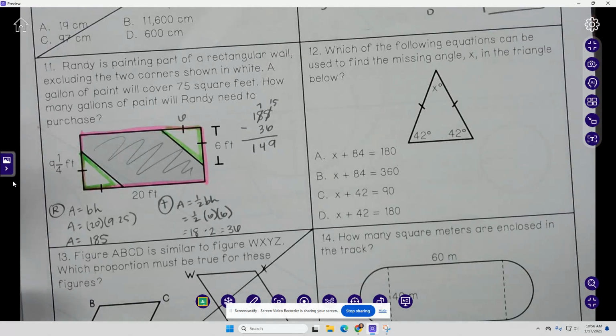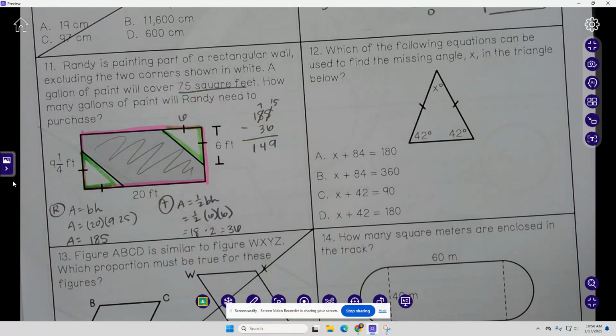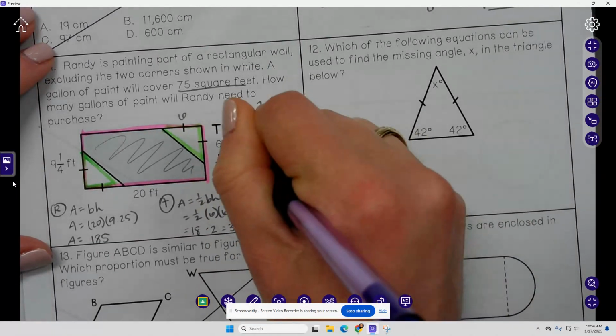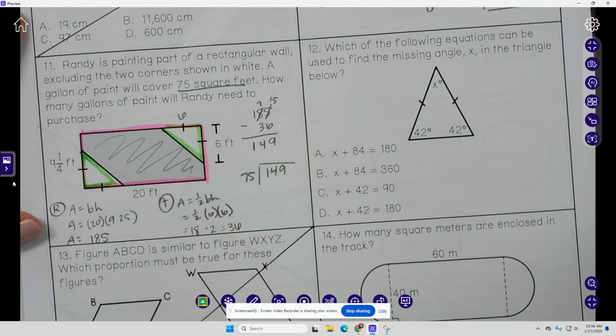Now, my fourth step here is to reread my question. So it says, a gallon of paint will cover 75 square feet. How many gallons of paint will Randy need to purchase? So I have to take 149 and divide it by 75. Okay?